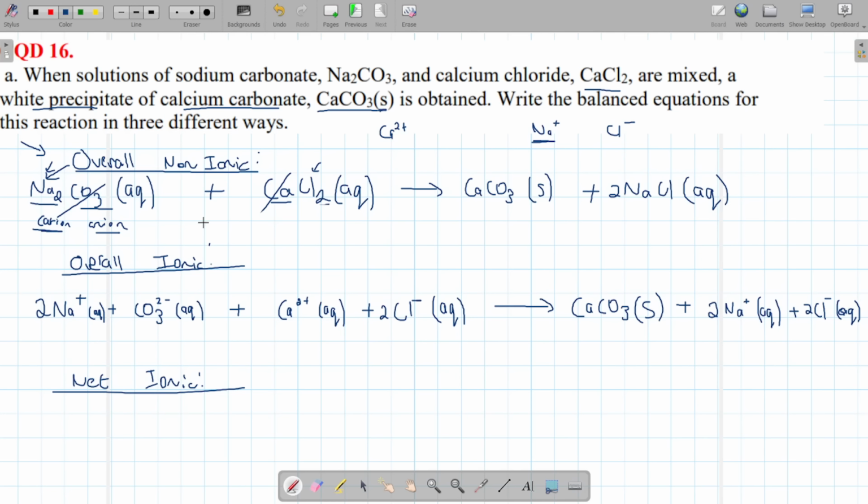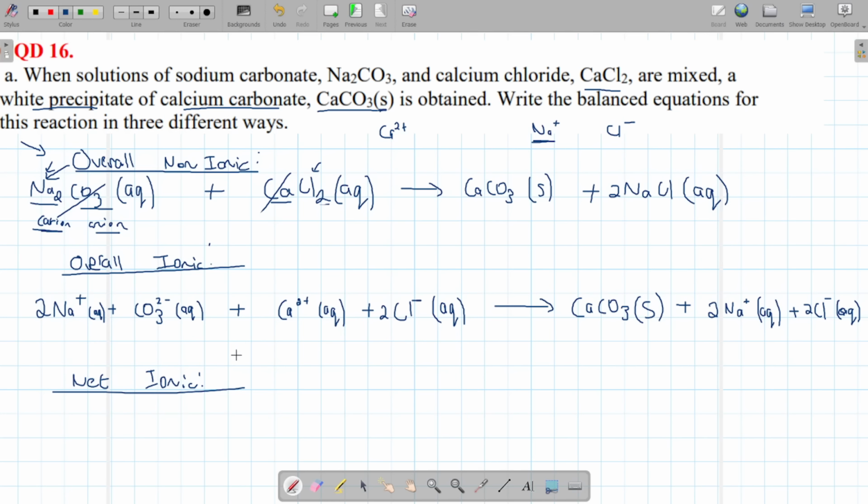To make things easier for you, just write them down one by one: Na plus, CO3 2 minus. Write them down with the charges. Then after that, balance, okay? And make sure to put aqueous in front of everything except the precipitate formed. That is always going to be solid. Okay? Now the net ionic.